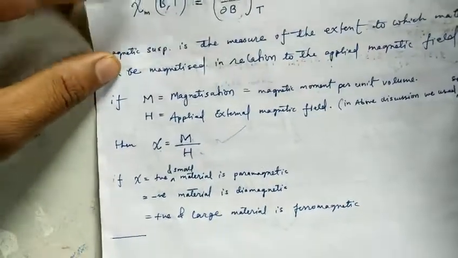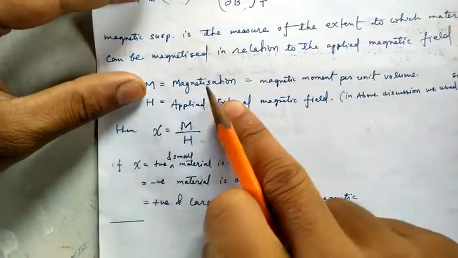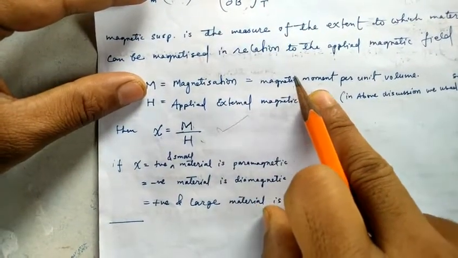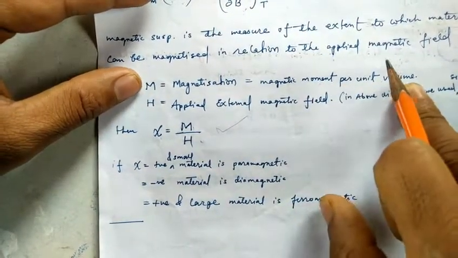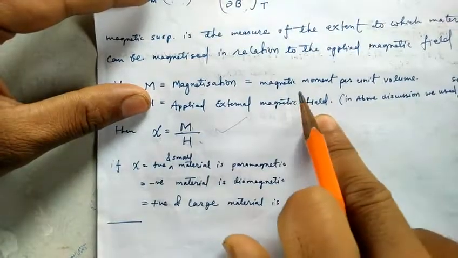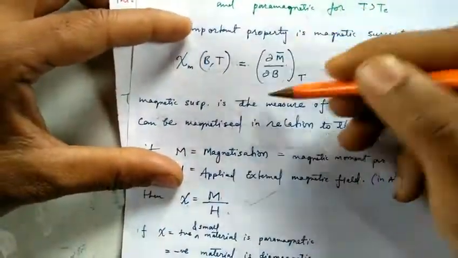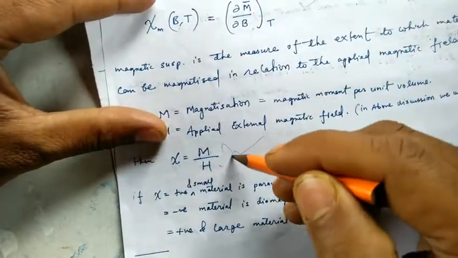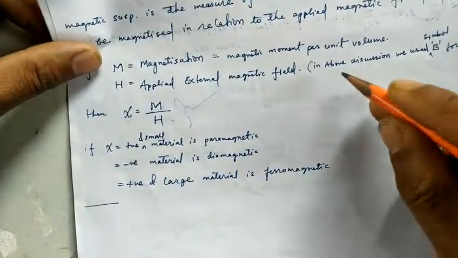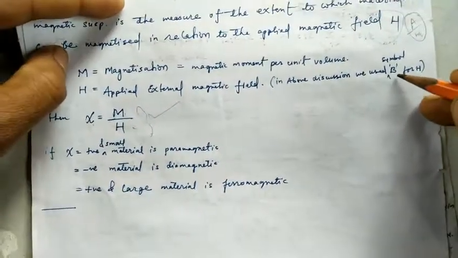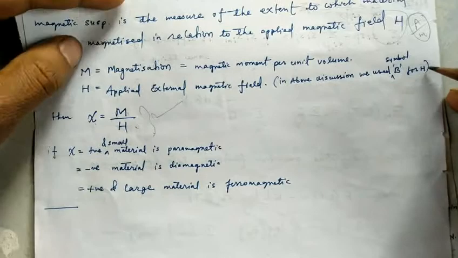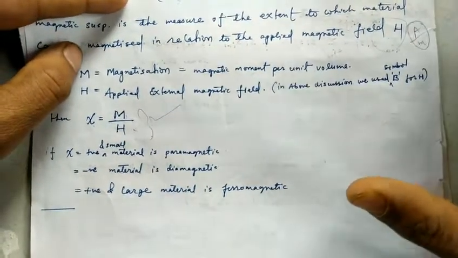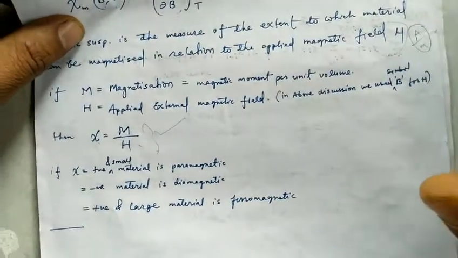Now as you already know, M is the magnetization, which is the magnetic dipole moments per unit volume, and H is the external magnetic field. So let's write this expression in the simple form here, so don't get confused. In the above discussion we have used the symbol B for H. So here B and H are the same thing, both are the magnetic field.